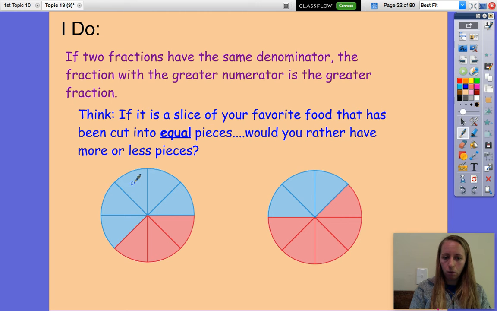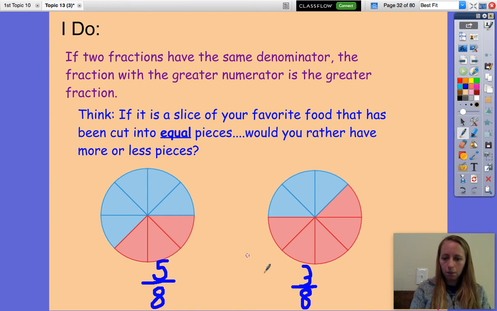They both have 1, 2, 3, 4, 5, 6, 7, 8 pieces, right? 8 equal pieces. That means the denominator is 8. And they're both the same. They both have 8 equal pieces. The denominator is 8 for this one. How many blue pieces are in each? That will be our numerator. 1, 2, 3, 4, 5. So we have 5 out of 8 pieces are blue. And on this fraction, we have 1, 2, 3. 3 out of 8 pieces are blue.